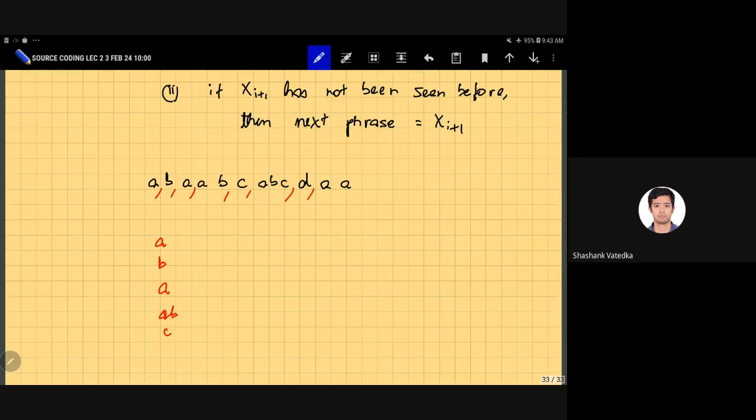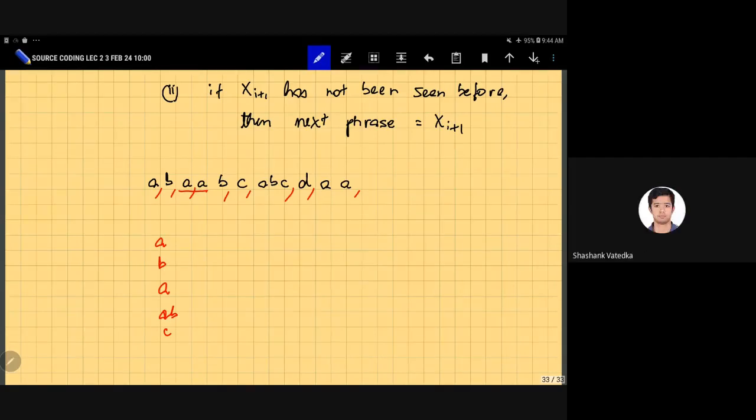And then D will be the next phrase, and AA will be the next phrase. Okay, so any questions? Yes. In the third, after A, B, and then A can be another one, right? No, right? I have AA not together. I have not seen AA before, right? So that should be the third one, right?